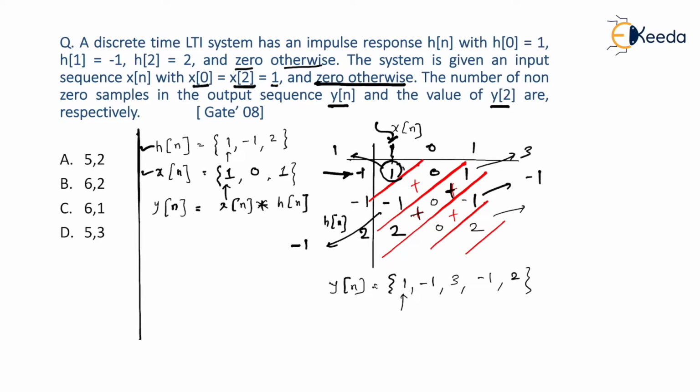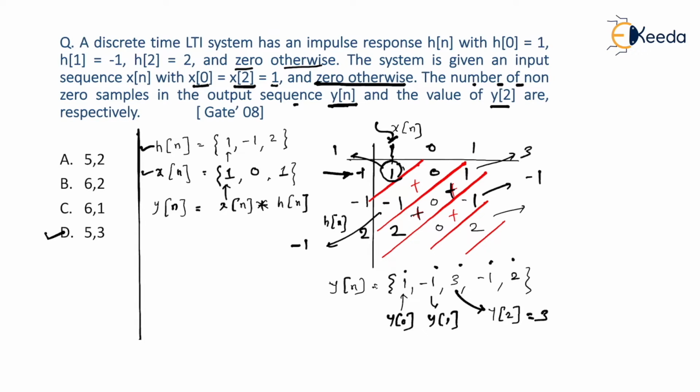So let us get back to the question. They are asking for the number of non-zero samples in output sequence y of n. If you count the non-zero elements in y of n, you will see all elements are non-zero. Just count 1, 2, 3, 4, 5. So there are 5 non-zero elements. And the value of y of 2? This is y of 0, this is y of 1, so this is y of 2. What is the y of 2 value? It is 3. And the number of non-zero values is 5. So 5 comma 3 has to be the answer. Option D is the correct option.